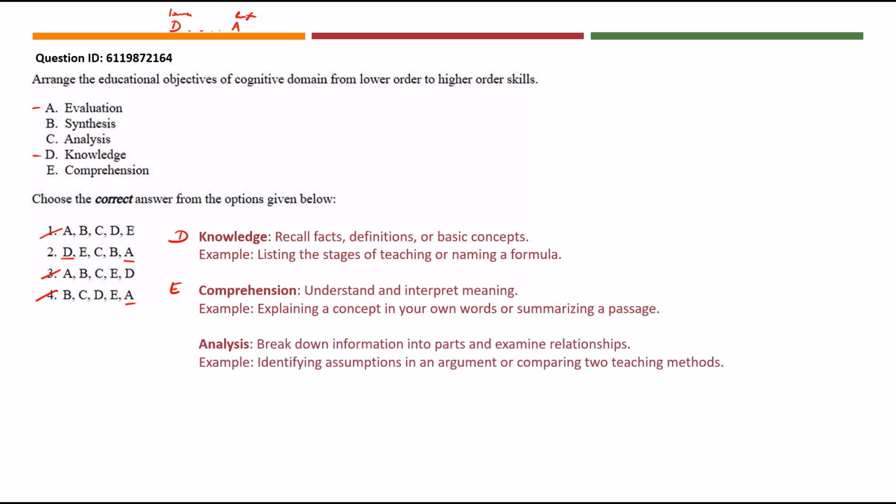Next comes analysis, which is C. Break down information into parts and examine relationships, like identifying assumptions in an argument or comparing 2 teaching methods. You have to analyze which one is better, which one is doing good. So here analysis comes next.